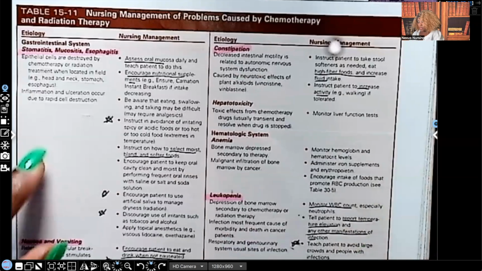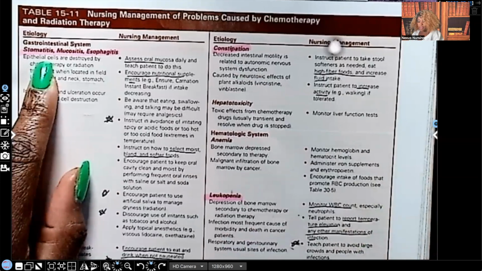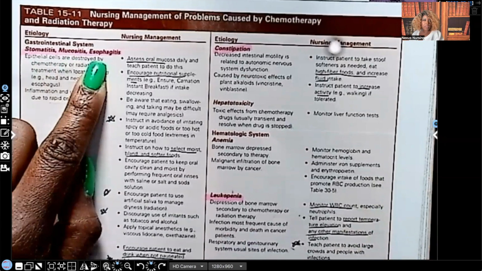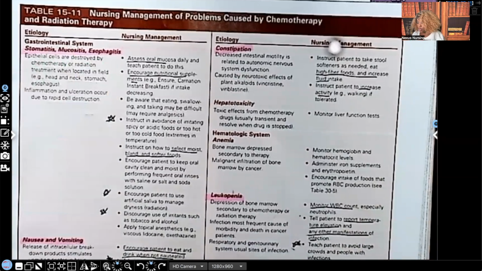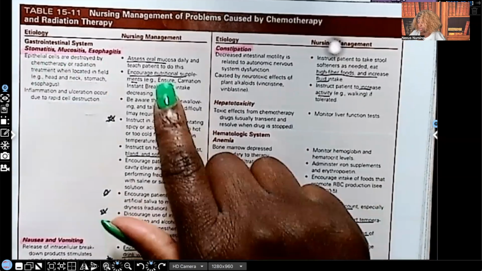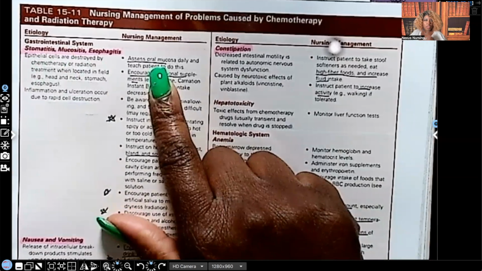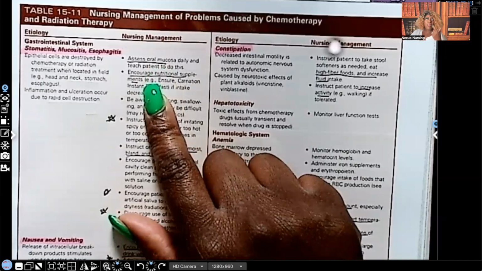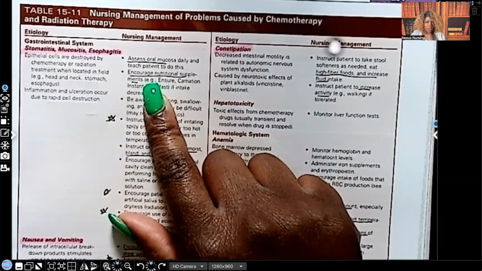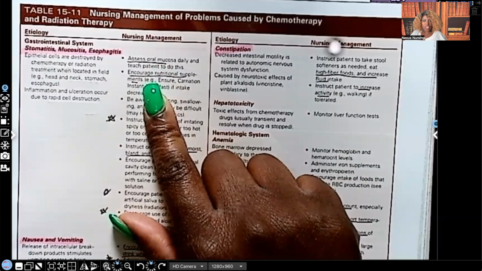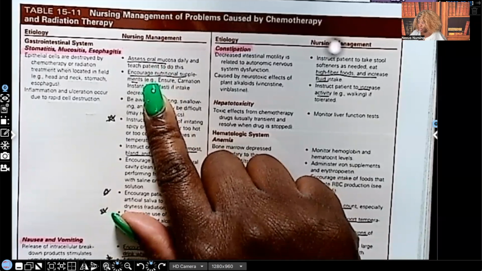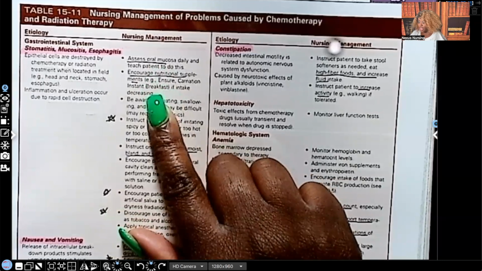All right, so let's start with the GI system: the stomatitis, mucositis, esophagitis. Nursing management for those: make sure you're always assessing the patient's oral mucosa. You're going to be looking for lesions. Encourage nutritional supplements. Why? Because if that patient has those oral lesions, you think they're going to want to eat? No. And remember, nutrition is part of physiological integrity. That is part of the things that keeps the patient alive. So they have to eat. So you can encourage them to drink maybe Ensure or Carnation Instant Breakfast.